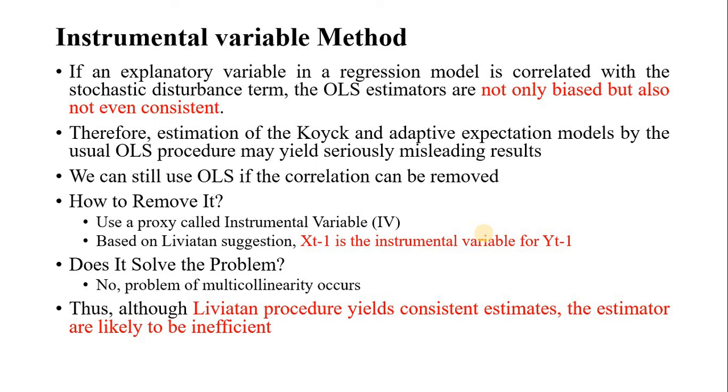And actually, Leviathan proved that if we use xt minus 1 for yt minus 1, the estimate will be consistent. But many other econometricians have proved that the Leviathan procedure, even though it yields consistent estimates, is not an efficient estimator. So this is about the Leviathan procedure or instrumental variable method.